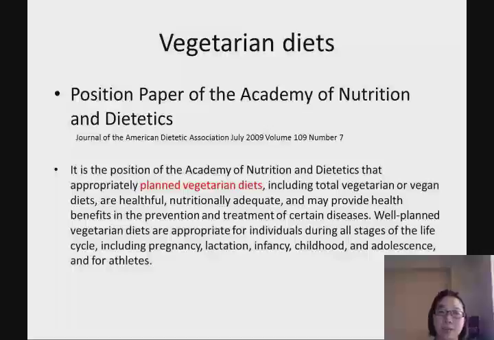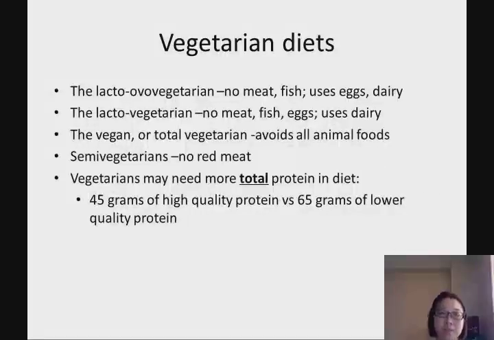It said, okay, actually it's appropriate to have a well-planned vegetarian diet. As long as they are healthy and nutritionally adequate, they may provide health benefits in the prevention and treatment of certain diseases. So again, see this word, well-planned vegetarian diet. You have to plan your diet in order to get an adequate amount of nutrients, because we already knew that in the vegetarian diet, there are some nutrients that are going to be missed. That's why you have to plan your diet in order not to miss those nutrients.